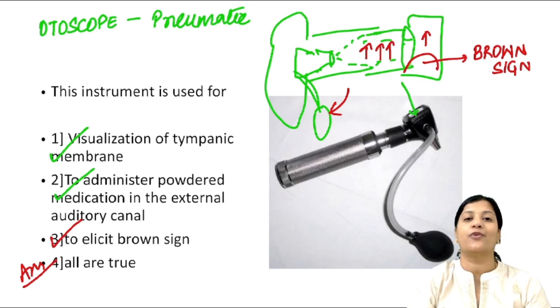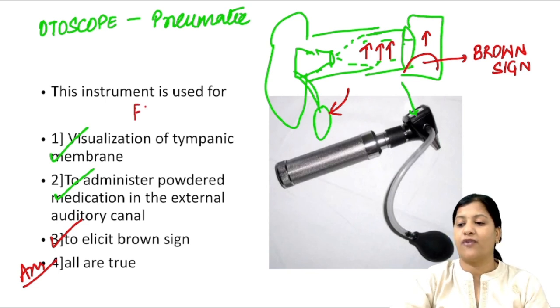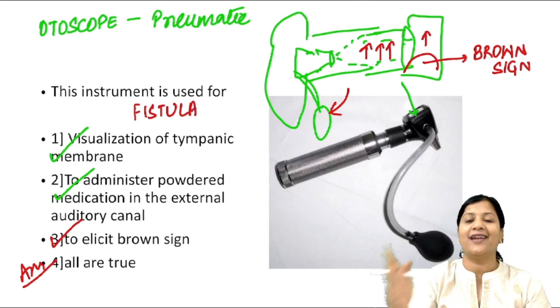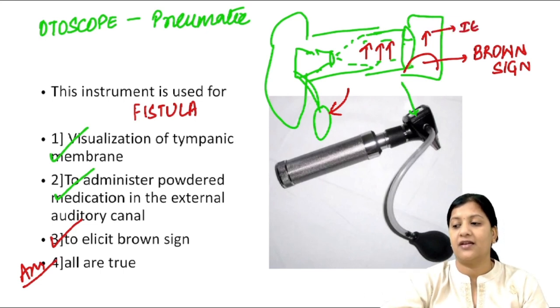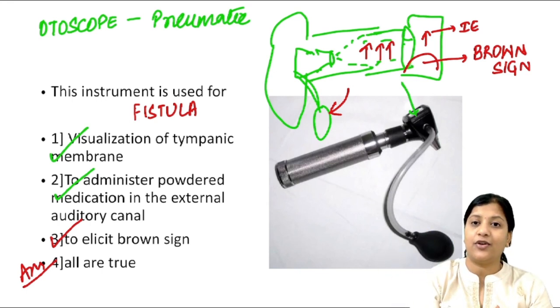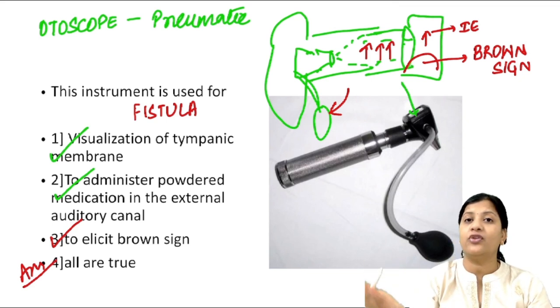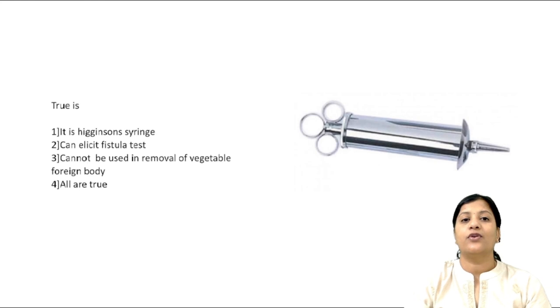Very importantly, an otoscope with a pneumatic attachment, which is used for siegalization, is in the uses of this instrument. Of course, is it used for doing a fistula test? Yes, it is also used for performing a fistula test. Normally there is no communication between the middle ear and inner ear, but if there is a communication, the pressure in the middle ear can go to the inner ear to cause vertigo and nystagmus. That test, where on increasing the pressure in the external auditory canal the pressure goes to the middle ear and to the inner ear causing nystagmus, we call a fistula test. So this is also used for doing the fistula test. Now let us go to the next instrument.